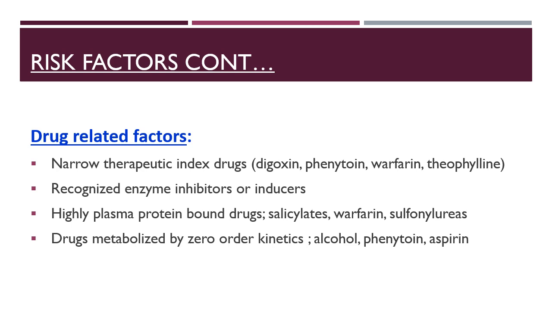Then look at the drug-related factors. Some drugs have zero order kinetics. You have been taught about zero order and first order. Zero order kinetics means a fixed amount is metabolized in a fixed time. Say in the case of alcohol, 7 grams in 1 hour, and in the next 1 hour again 7 grams, like that. Here is another example, phenytoin in higher doses undergoes zero order. Similarly, aspirin in higher doses.